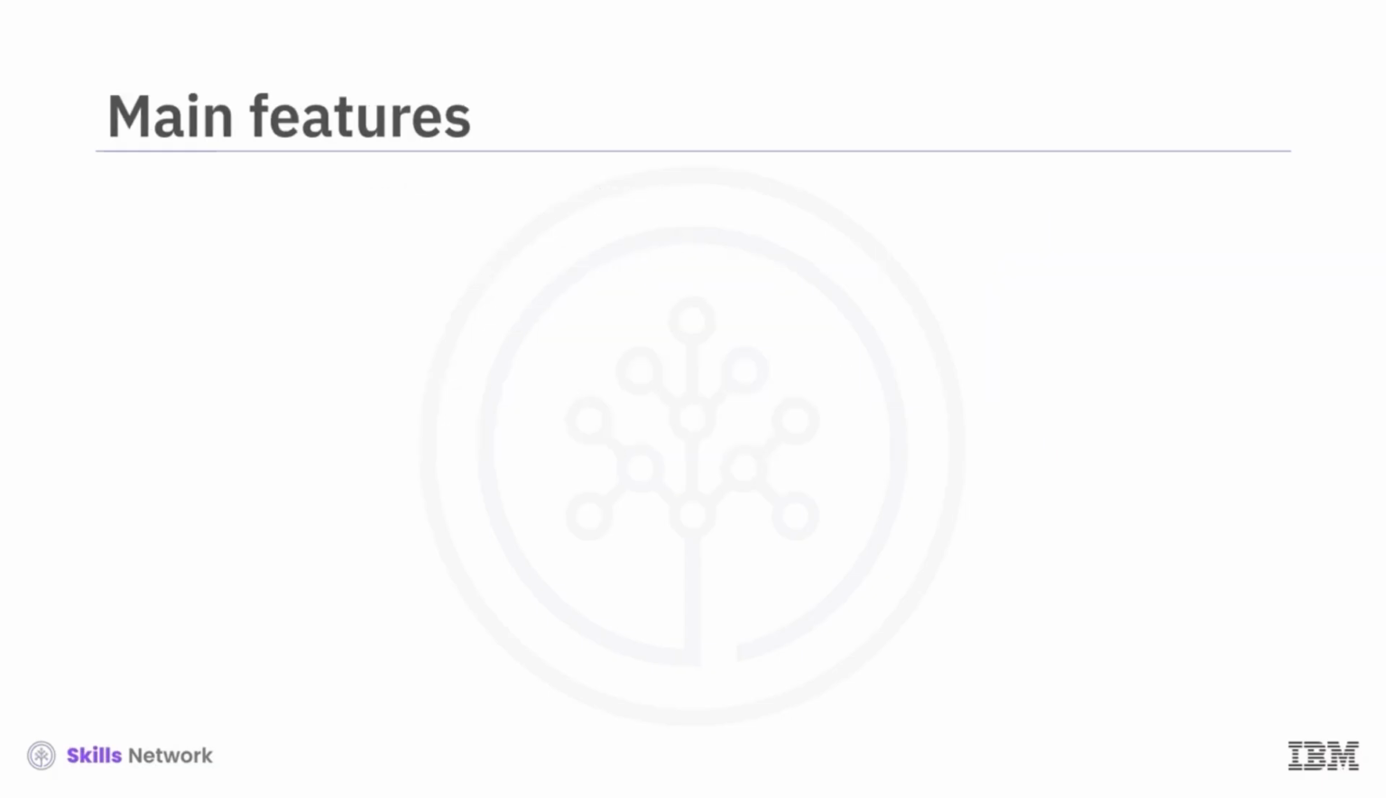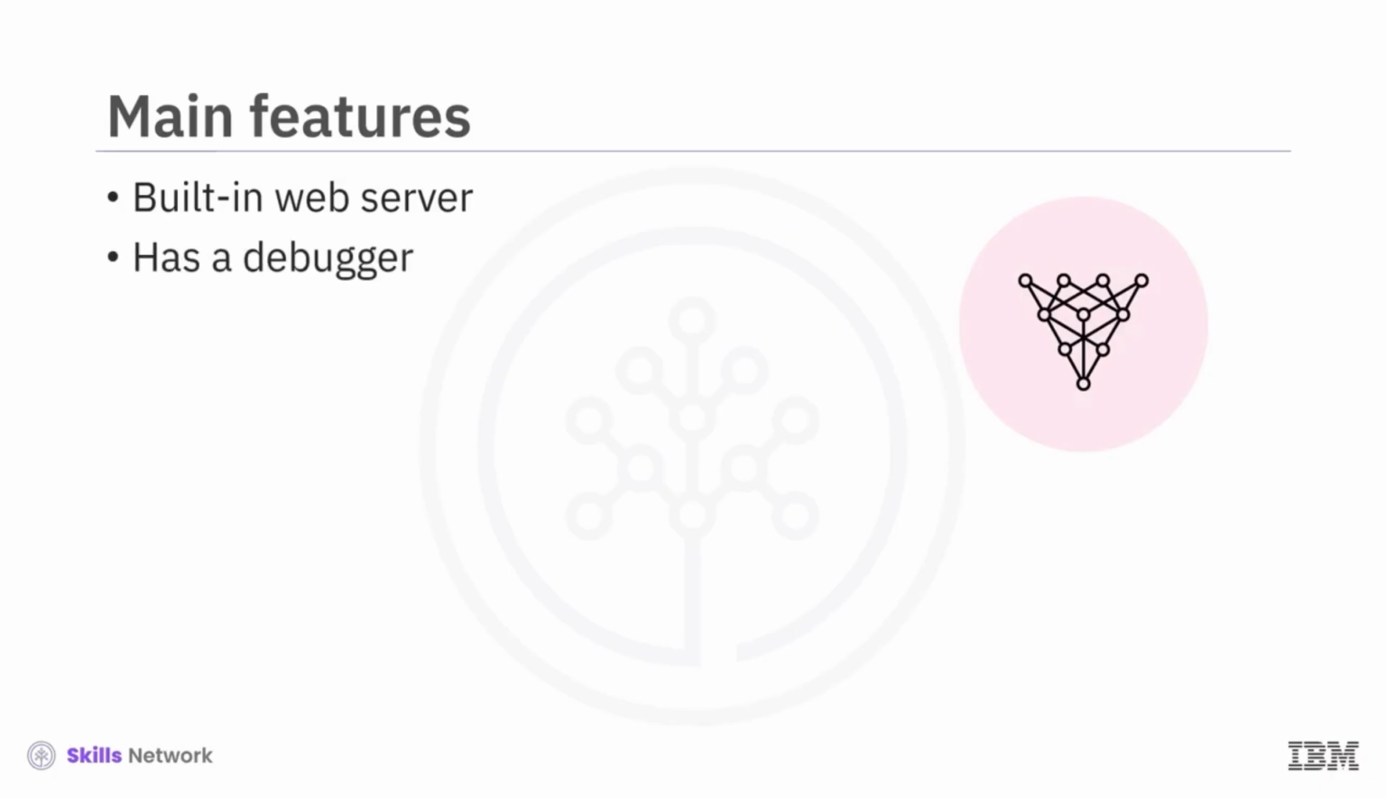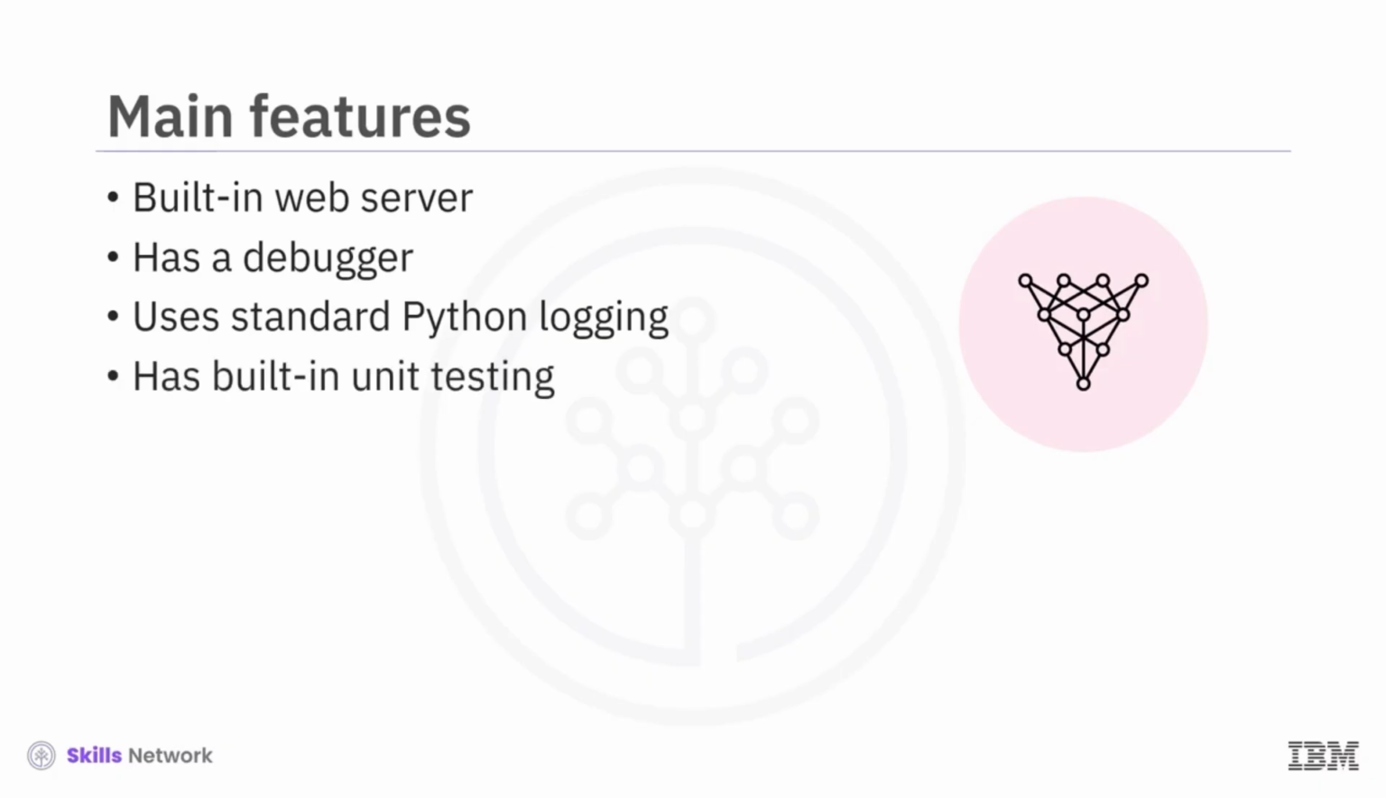The main features of Flask include the following. Flask has a web server that runs applications in development mode. Flask also comes with a debugger to help debug applications. The debugger shows interactive traceback and stack trace in the browser. Flask uses standard Python logging for application logs, and you can use the same logger to log custom messages about your application.